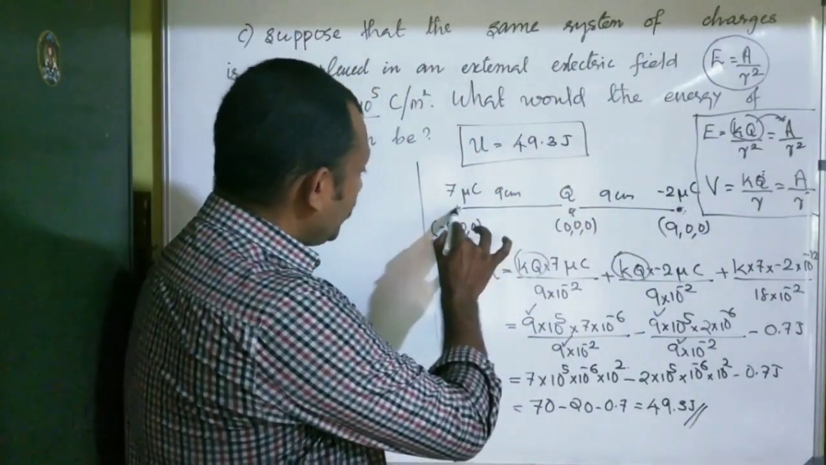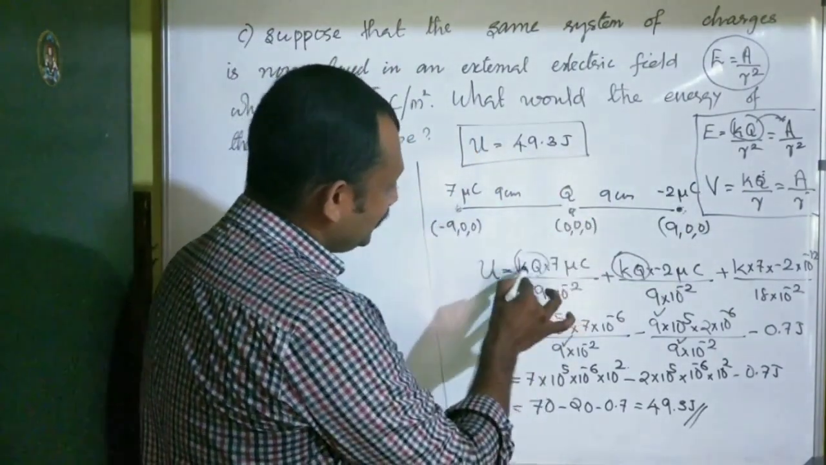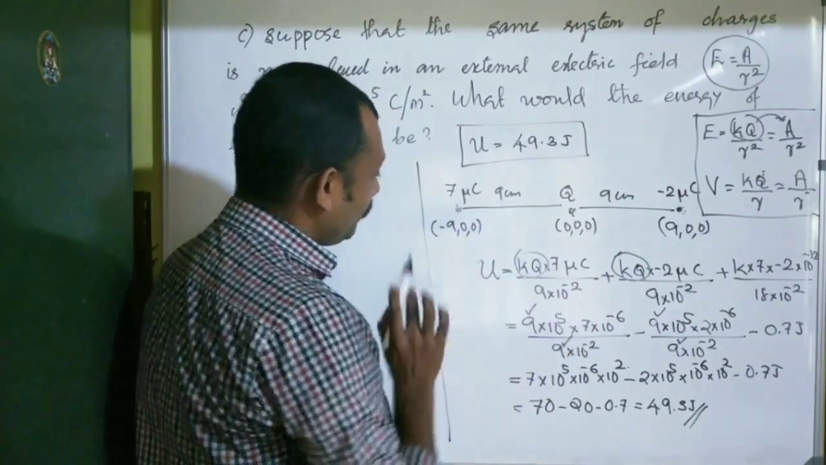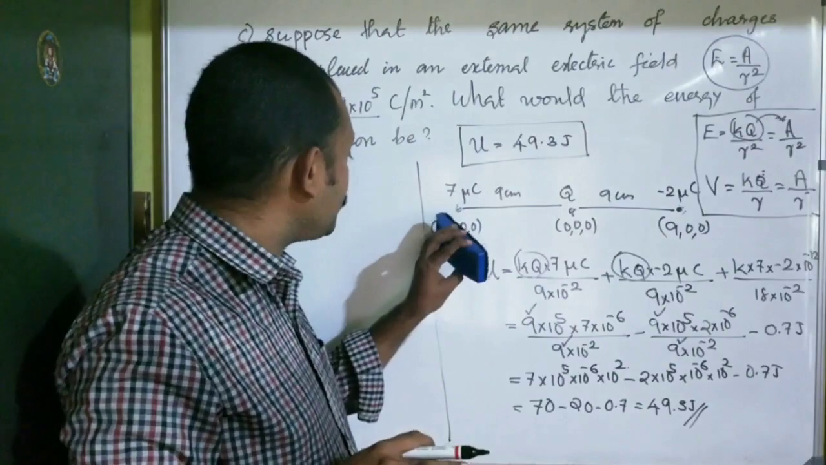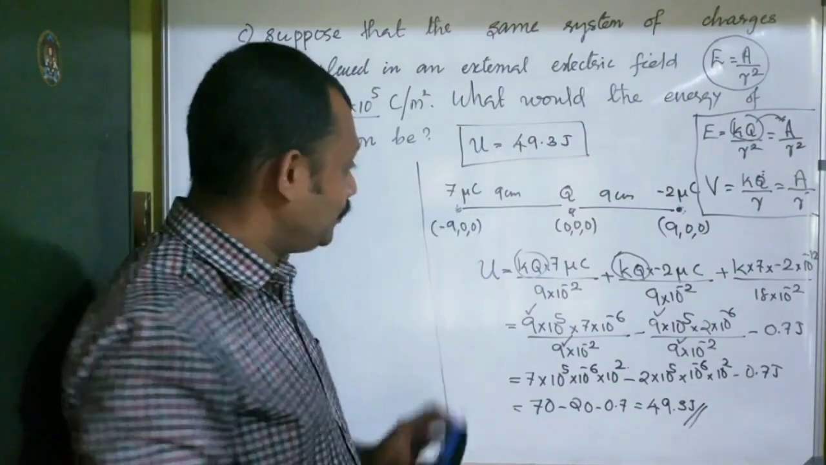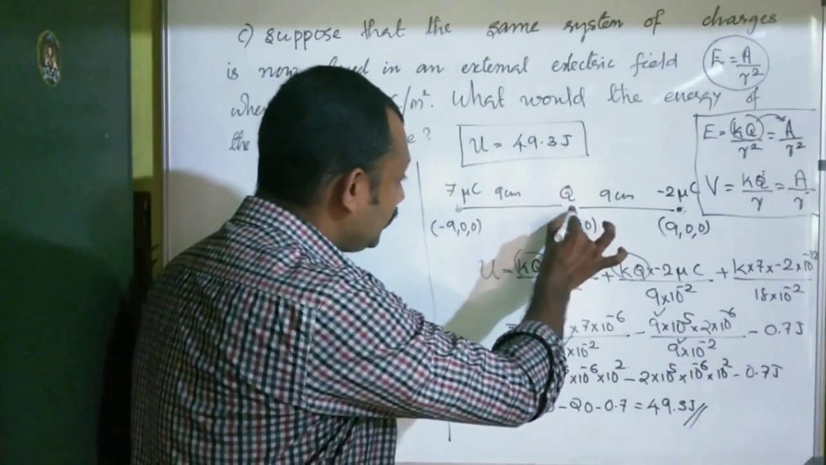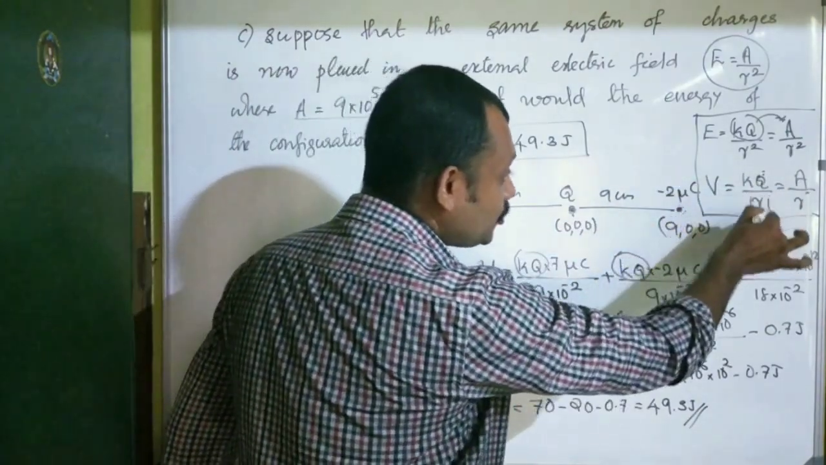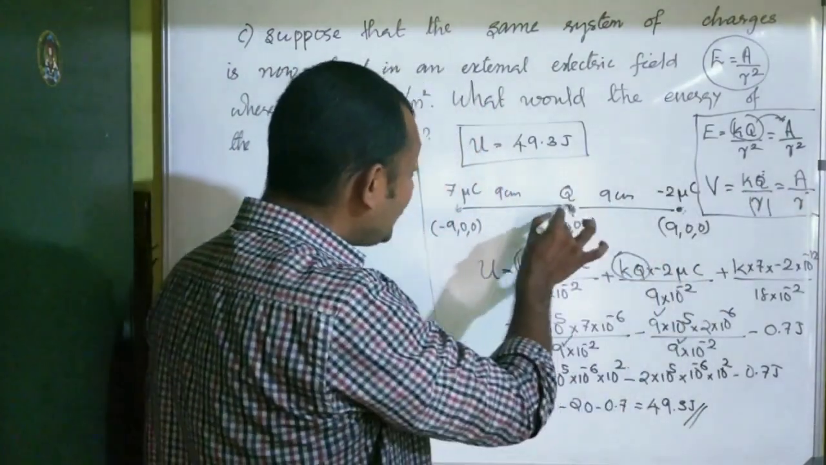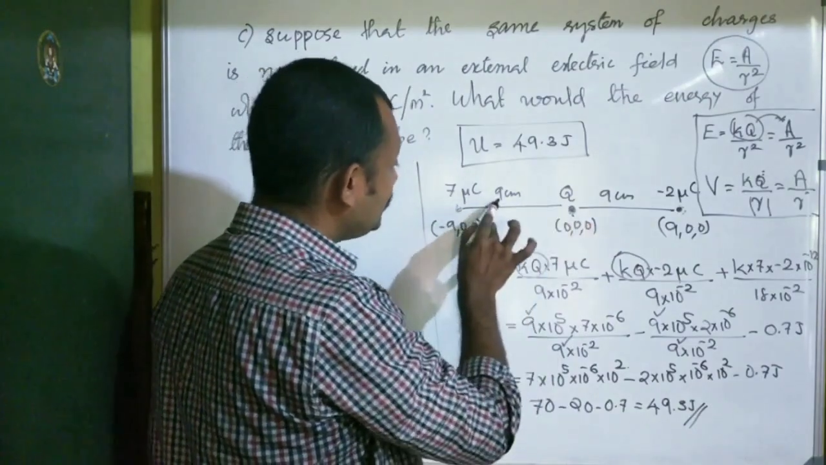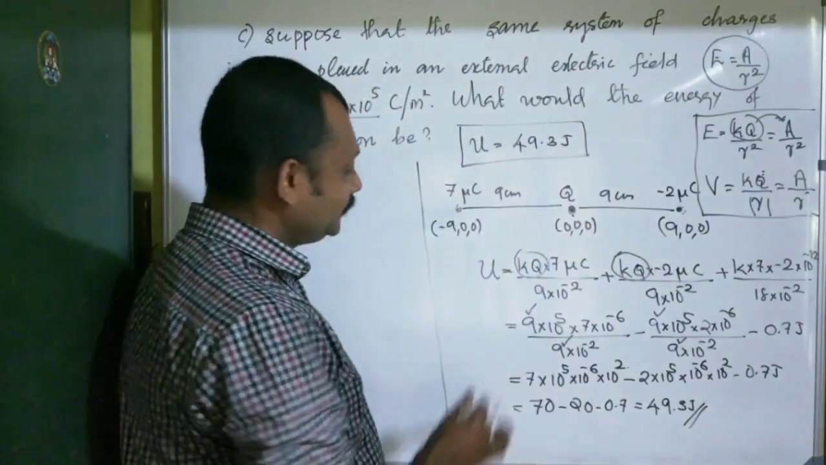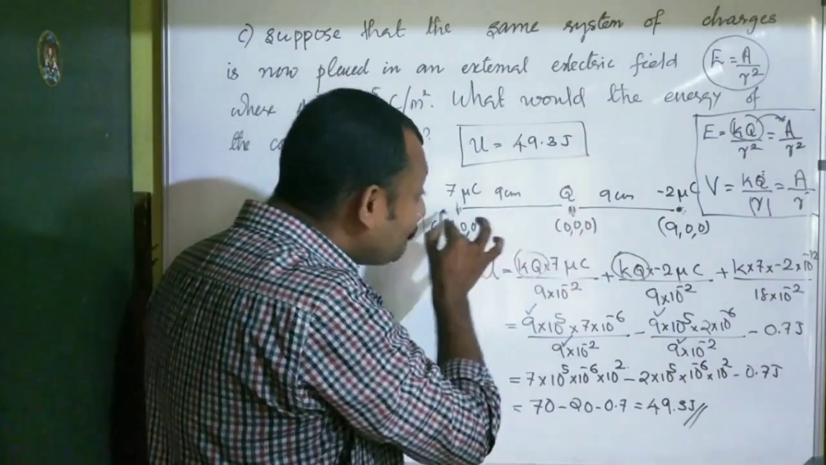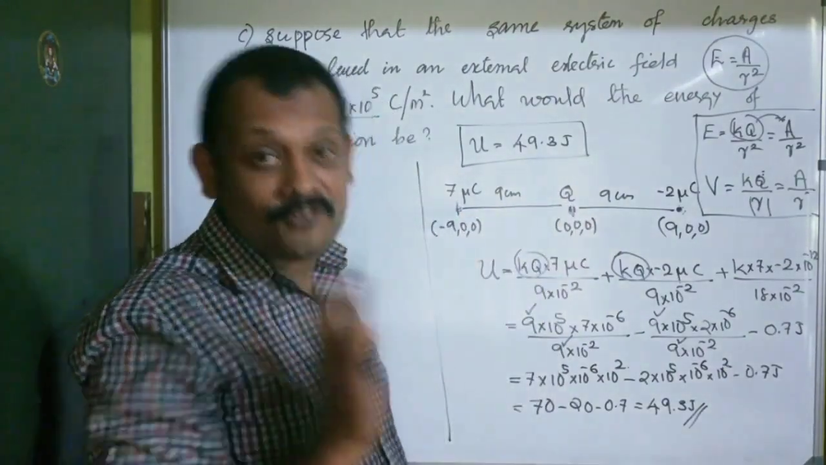The mutual potential energy of this pair is calculated as KQ into 7 microcoulomb divided by 9 into 10 to the power minus 2. Then you may be asking the question, sir, should I take minus 9? No. In the formula V is equal to KQ by r, we take only the magnitude of separation. Magnitude of the separation between the charges, that is 9 centimeter. No need to consider that minus, because in this formula we take only the magnitude of separation.